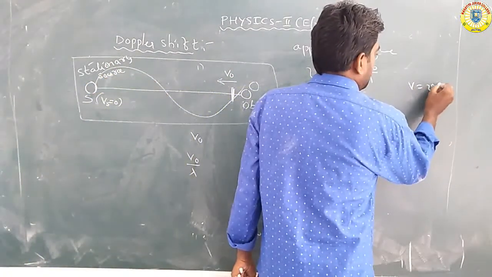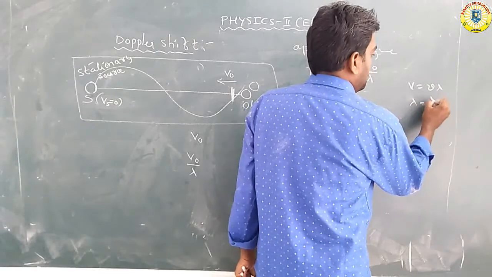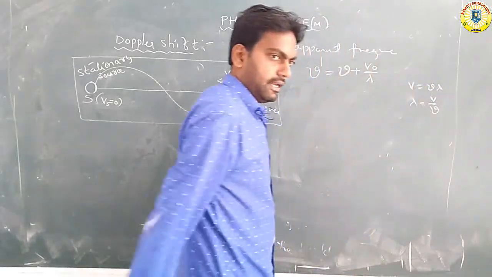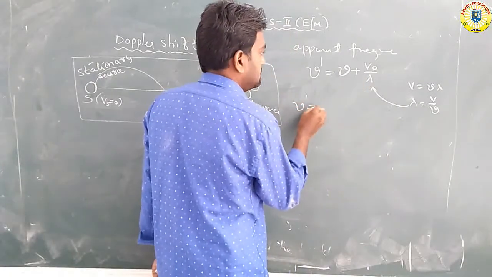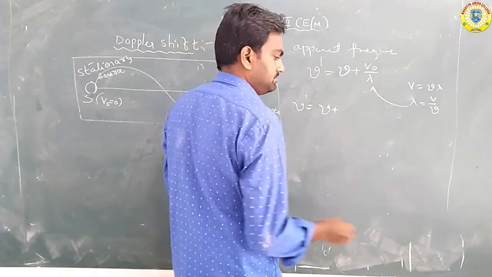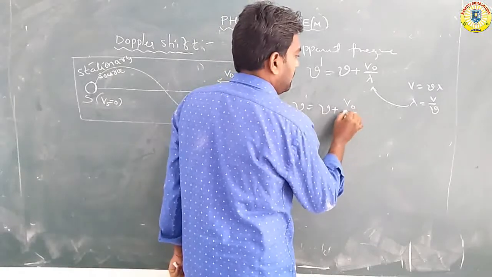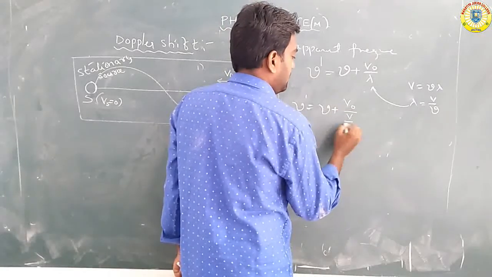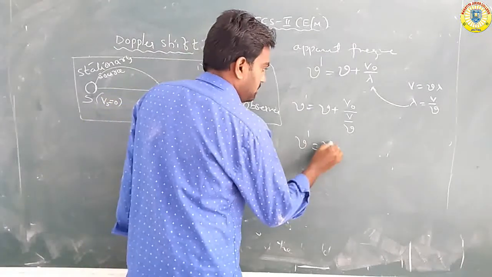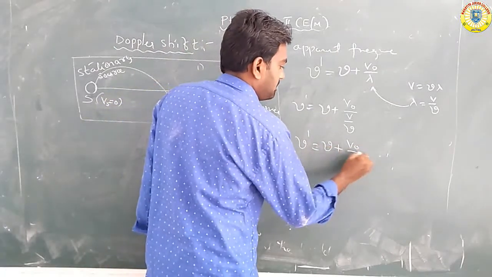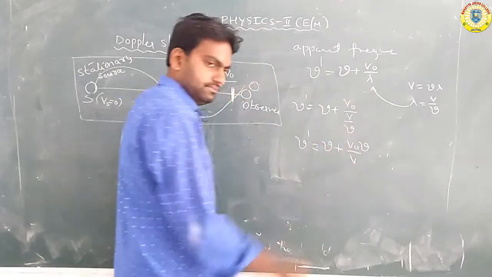V is equal to nu lambda, so lambda is equal to V by nu. We can write this and substitute in the equation. So we get nu dash is equal to nu plus v naught by lambda, that is v naught by V by nu. So nu dash is equal to nu plus v naught by V into nu.